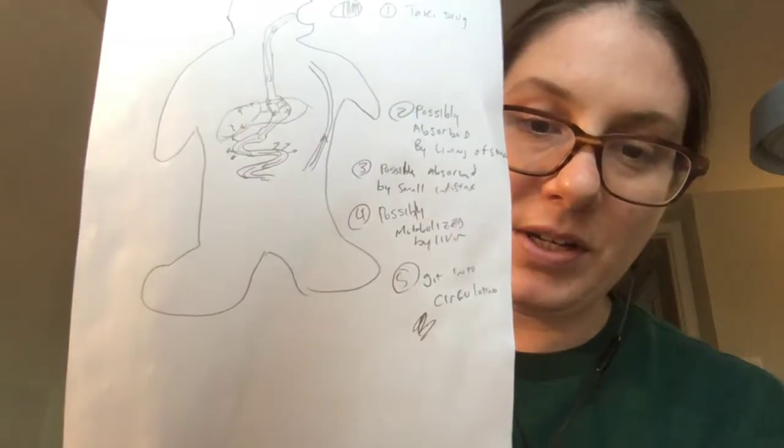Or it can be metabolized by the liver there. It can also get into circulation. So I'm just going to write this like this. I'm just going to draw a pretend vein, or in this case, artery. So it can get into circulation. So somehow it's going to be metabolized and it's going to get into circulation.